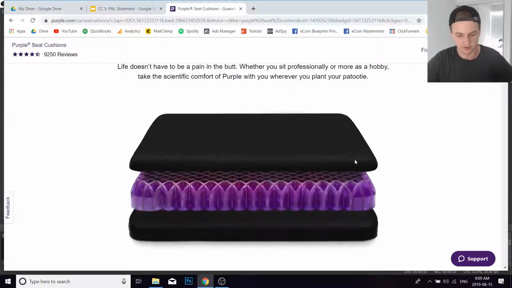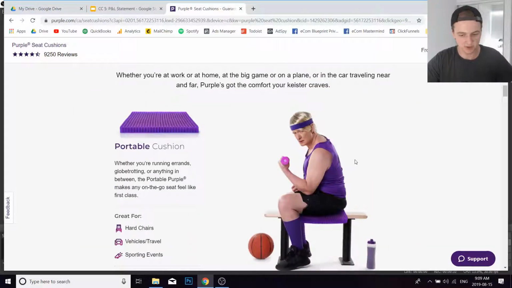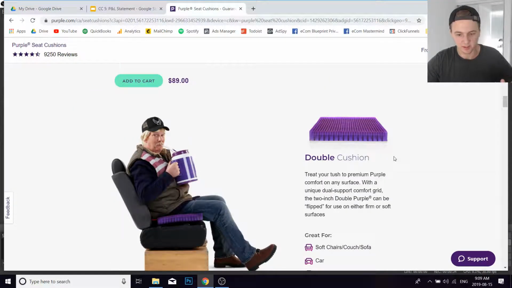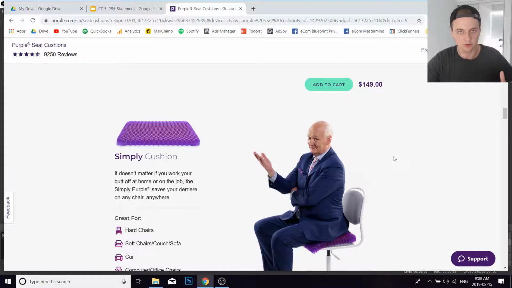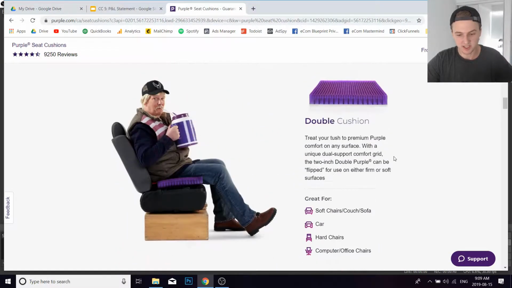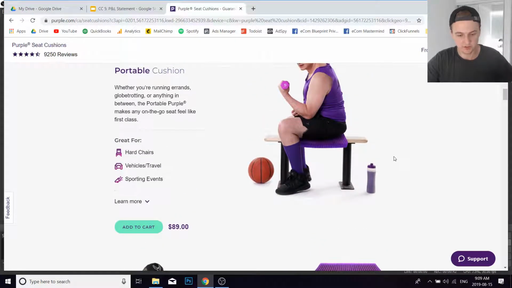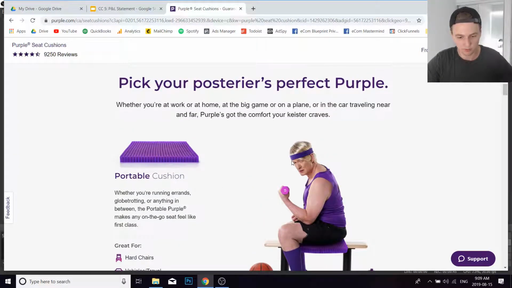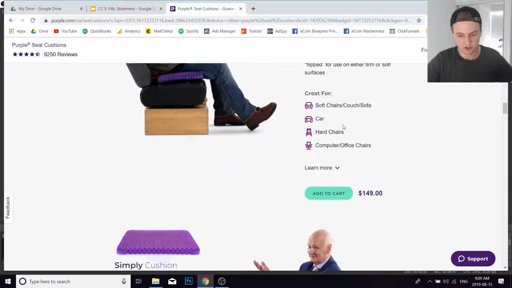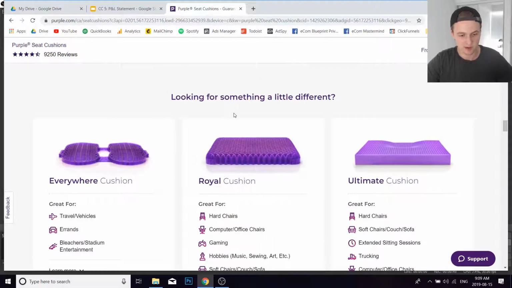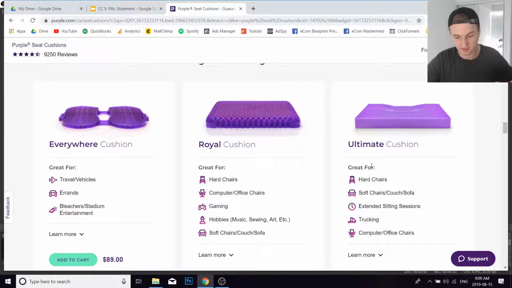clearly older people, right? You'll notice that most people here, they're older people, right? They don't have any young people using these cushions because they know who they're trying to appeal to, and it's older people. And you can see they have all these different variants of the cushion, right? They don't even have just one cushion. They have the portable cushion, they have the double cushion, they have the Simply cushion, Everywhere cushion, Royal cushion, Ultimate cushion, right? They have all these different types of seat cushions.